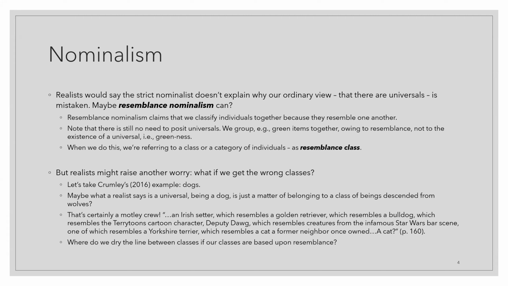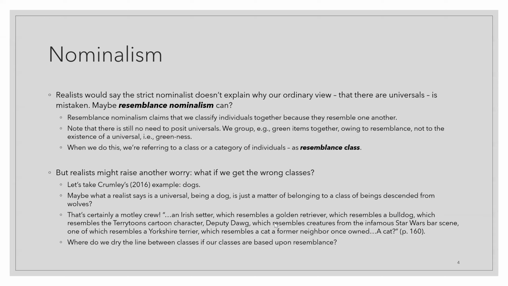Okay, so that does a little bit more explanatory work than resemblance nominalism, but maybe it raises another worry for realists. What if we get the classes wrong? So Crumley's example here is dogs. A realist is going to say maybe there's a universal, being a dog, which exists over and above all the individual dogs that we could think of.